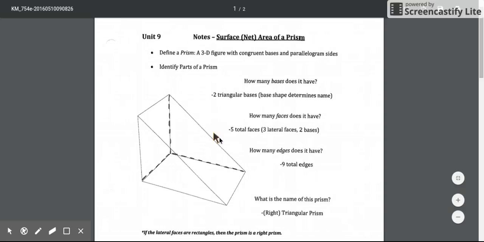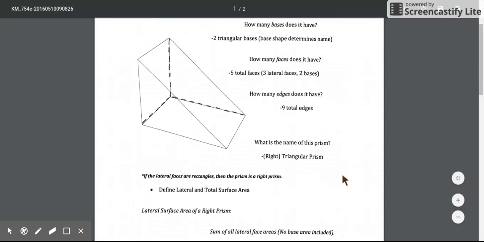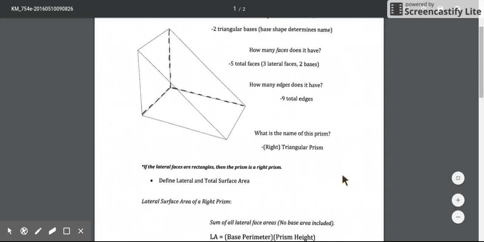Edges are just the corners here where the planes meet, and if you want to count them up, there are 9 of them. And prisms get their name from their base shapes. So if this is a shape that looks triangular, we're going to say the triangles are the bases, and we call it a triangular prism. If the triangle is a right triangle, we call it a right triangular prism. It's a tongue twister.